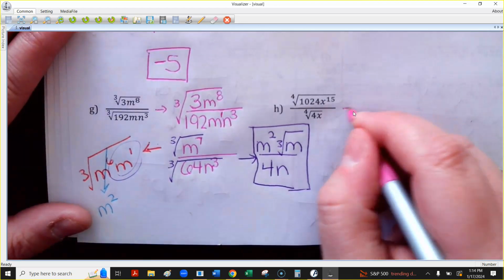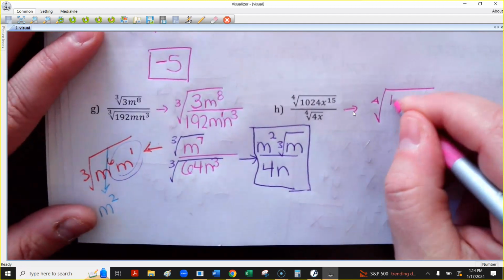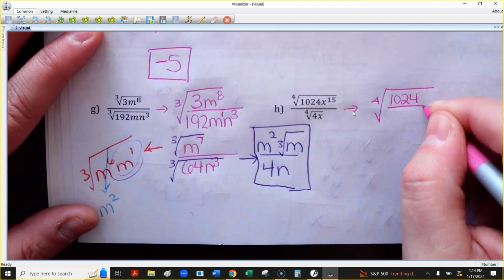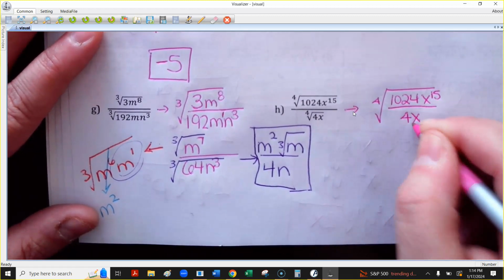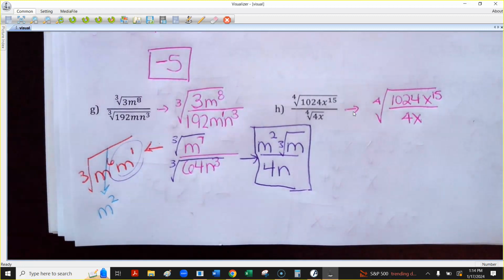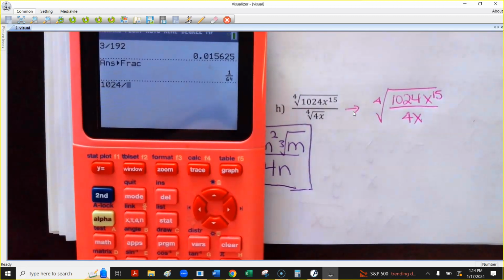Okay, and I got one more. So I'm going to put these guys together. They're both under a fourth root. So this is really the same as 1024 x to the 15th over just a 4x. So I'm just grabbing my calculator, just dealing with the numbers. So I'm taking 1024 divided by 4. It's a nice number. So I got 256.